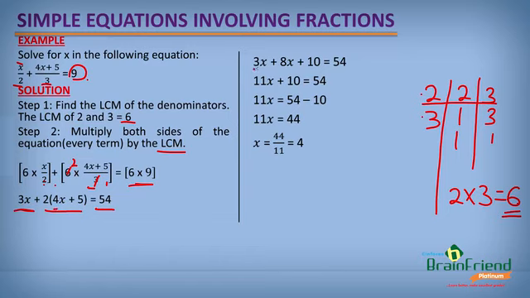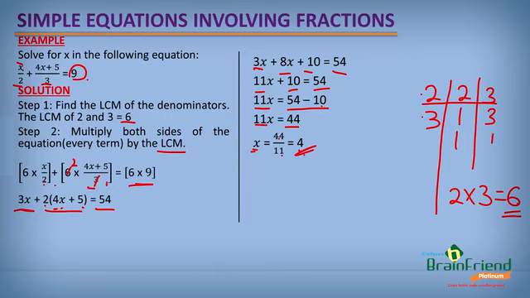Now expanding this bracket, we'll have 3x plus 2 times 4x, which gives 8x, and 2 times 5 gives 10, equal to 54. 3x plus 8x is 11x, plus 10 is equal to 54. Taking like terms, 11x will be equal to 54 minus 10. So 11x is equal to 44. Then x is equal to 44 over 11, and this is equal to 4.